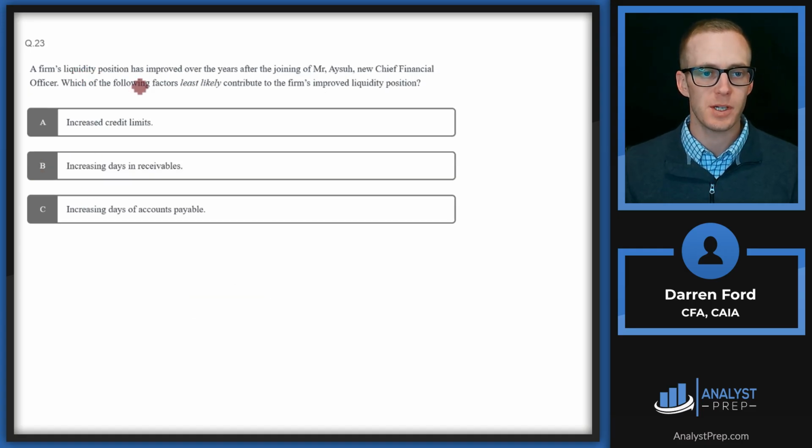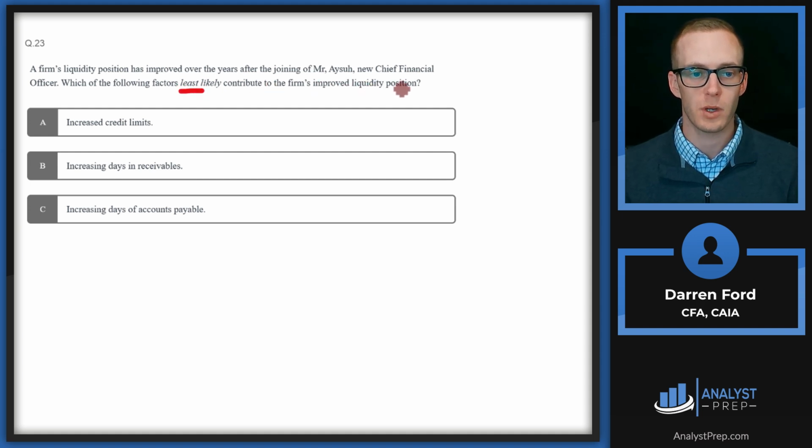A firm's liquidity position has improved over the years after the joining of Mr. Isu, new chief financial officer. Which of the following factors least likely contribute to the firm's improved liquidity position?